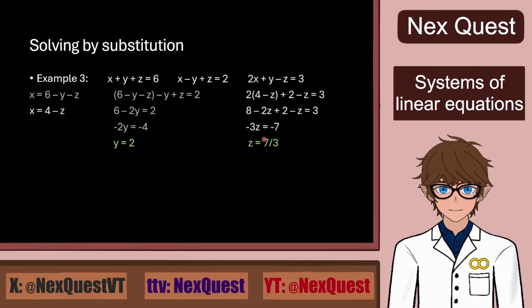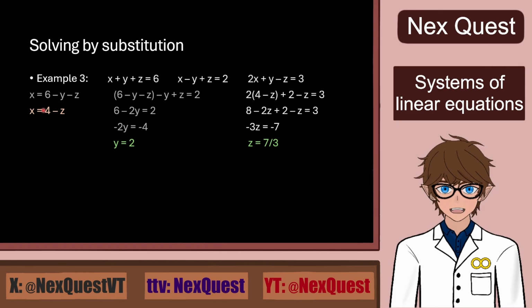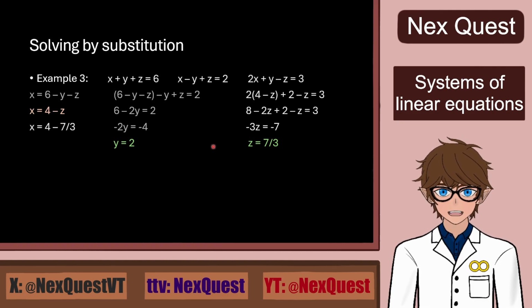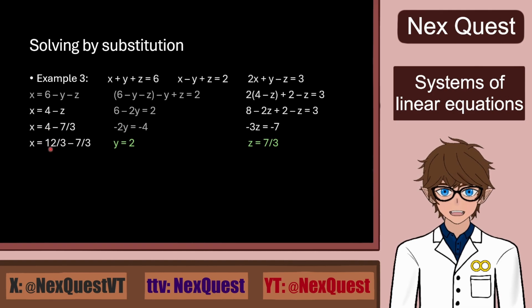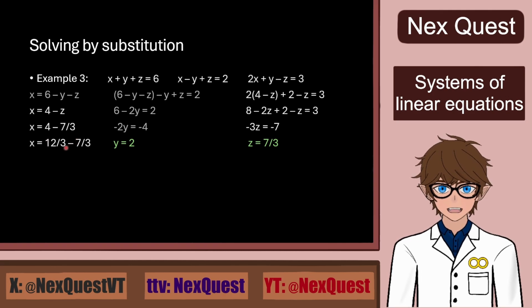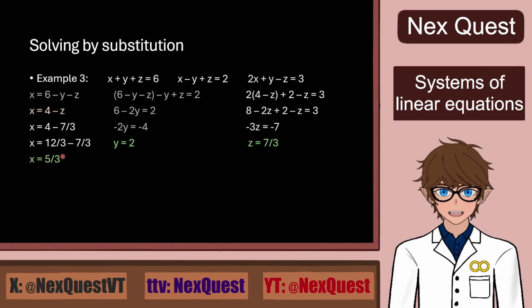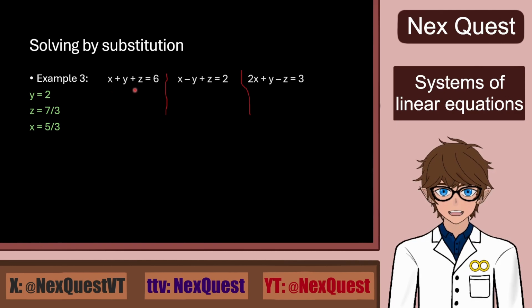Now we have 2 variables solved, and we can put them back in the original equation, or we can just put the z in here. I'll do this, the latter one. So 4 minus 7/3. We multiply 4 by 3, so it's easier to work with fractions. We have 12/3 minus 7/3. We take the top part, 12 minus 7 is 5, so x is 5/3. Let's order the solutions and paste them into the equations to see if they're correct.